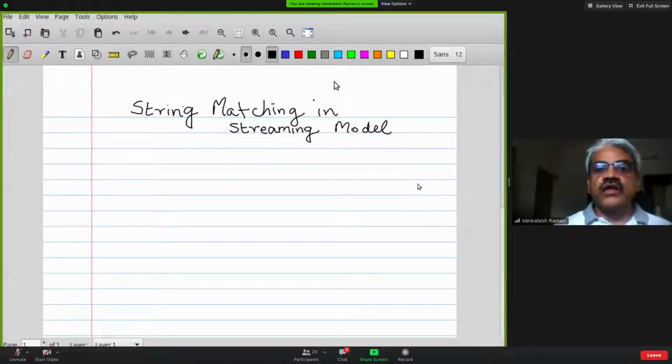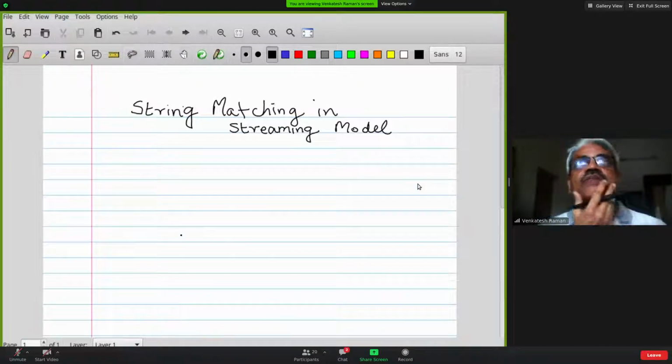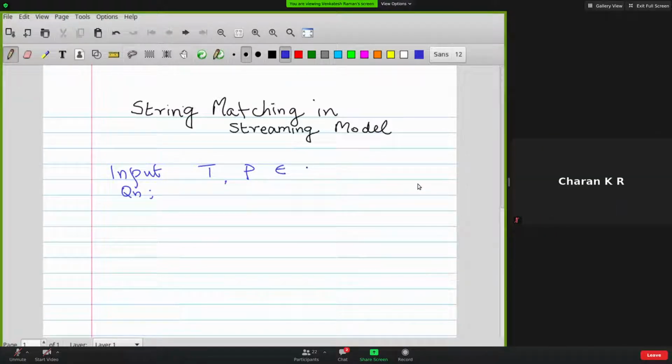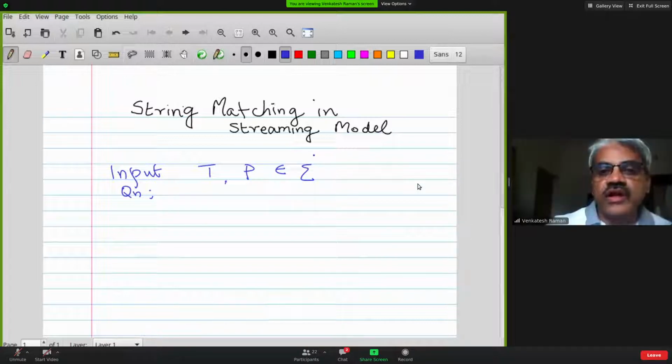Okay, good. So today and tomorrow, as you heard, we're going to see some set of miscellaneous topics. What I'm going to talk about is the string matching problem in the streaming model. Recall the string matching problem: you are given an input which is a text T and a pattern P, and T and P are some strings in a finite alphabet.